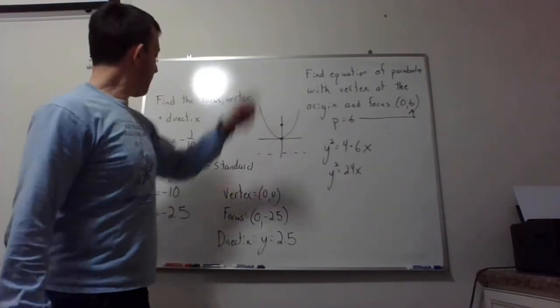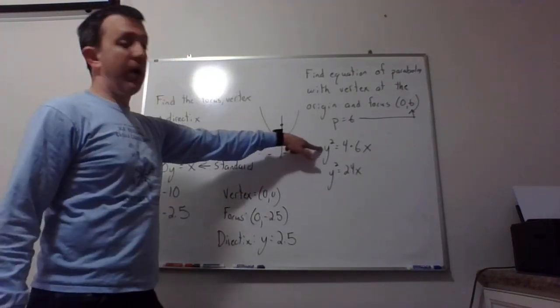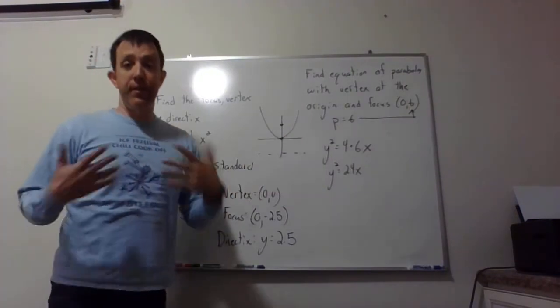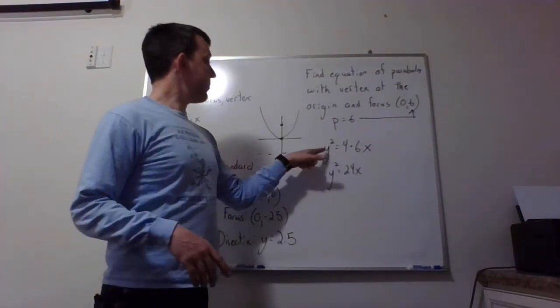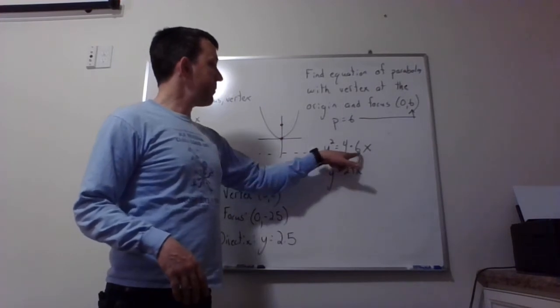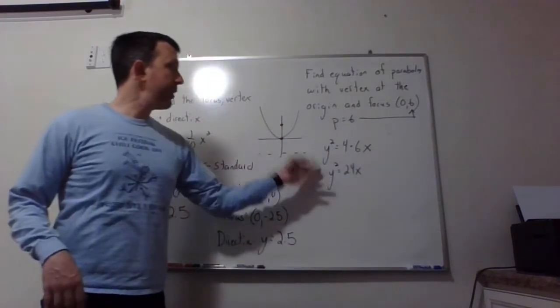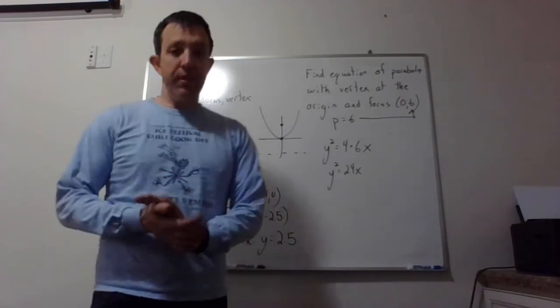So since it opens up, we're looking at this time having the y be the squared term, right? That's the form of the standard form we're going to need. And so we have y squared, and we have 4 times p. 4 times 6 is 24, and there we go. There's the equation for our parabola. So I have one more example to do. It'll be really fun.